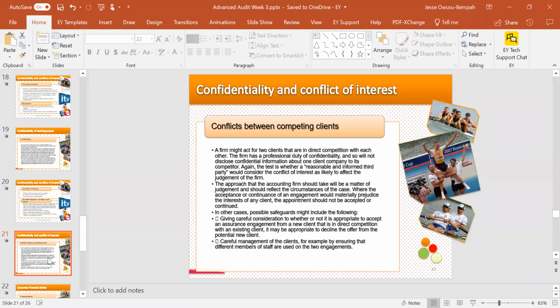One strategy would be that you don't use the same audit team for MTN and Vodafone. You have to change the audit team. What I mean by audit team is the people who are actually doing the audit. It might be 10 people, 7 people, 15 people. If you use the same audit team, it might not necessarily help, because people can talk and people might leak information. Always remember that. Conflicts between competing clients.